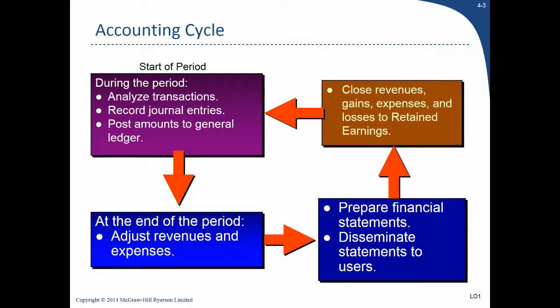At the end of the period, so let's say our year end is December 31st, we have to make some adjustments. These are called adjusting journal entries, okay? And they're functionally exactly the same, but the understanding of why we make them is a little bit different. They're more internal transactions than external. Then we can prepare the financial statements and disseminate these, disseminate meaning to just give out to the users. And we'll talk about this other step too. We close revenues, expenses, and losses to retained earnings. So you'll see how that looks.